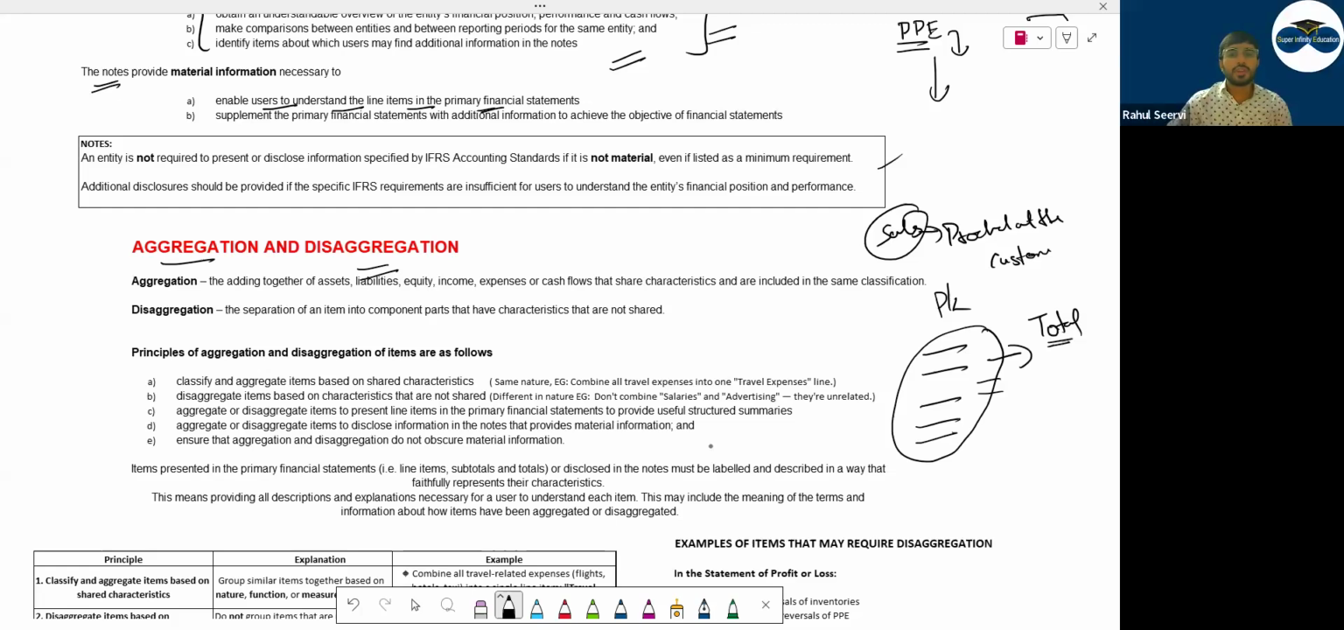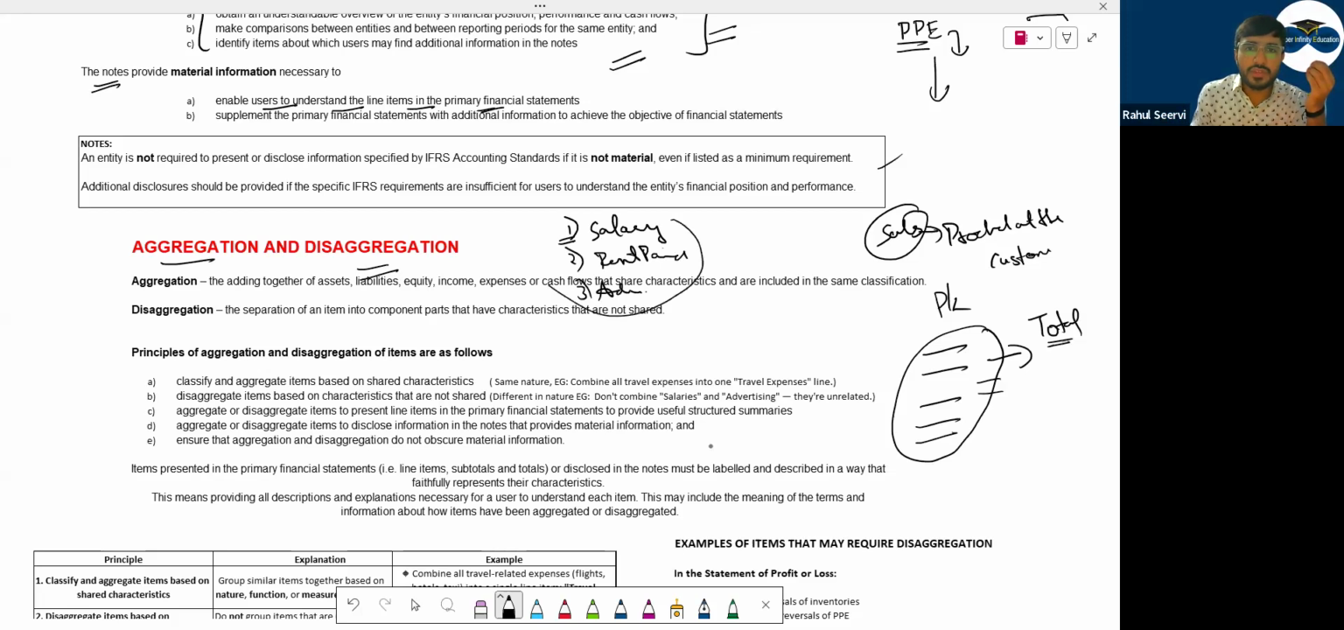Then coming to the term disaggregation. What does the term disaggregation mean? Separating and recording it. You should not combine. When will you separate the items? If I say today the company has expenses of salary, rent paid, then advertisement.